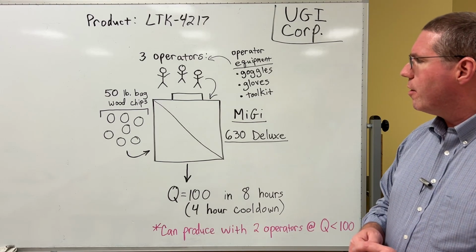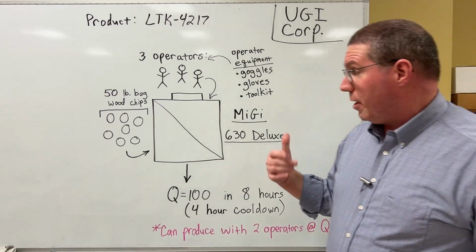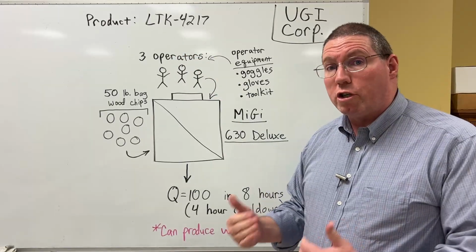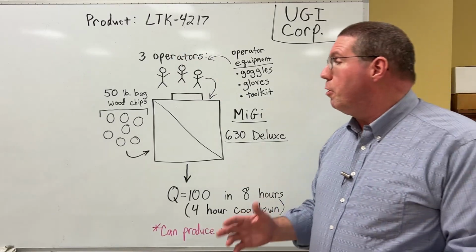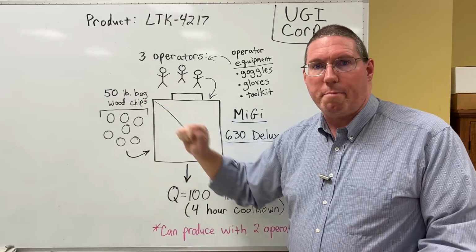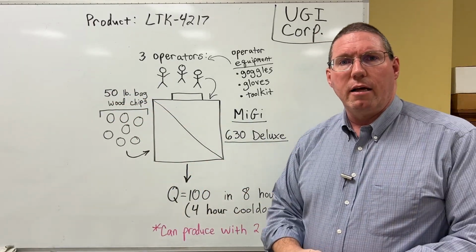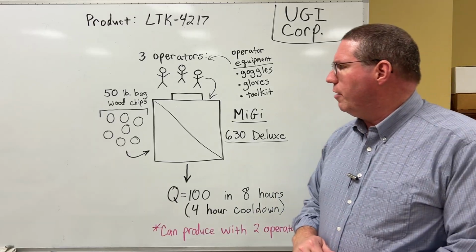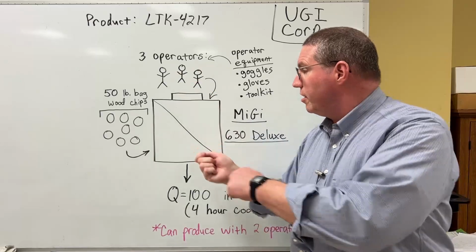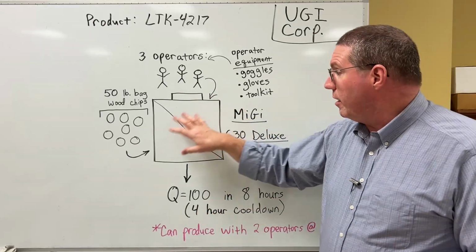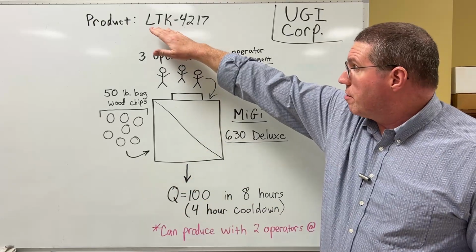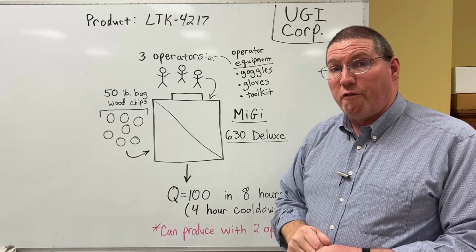Okay. Now, because the product is made out of wood, the LTK 4217 is 100% wood. The input into the machine is basically a 50-pound bag of wood chips that they get from like a lumber mill. And so what they do is they take a 50-pound bag of wood chips and they pour it into the machine, and then they operate the machine, and out the other side comes these products, this LTK 4217.